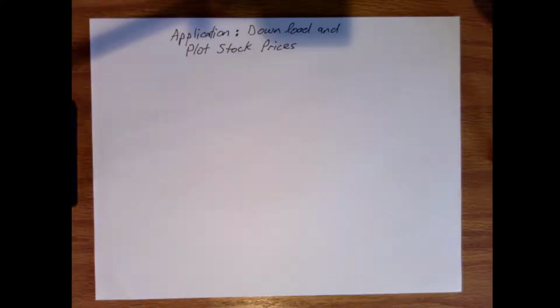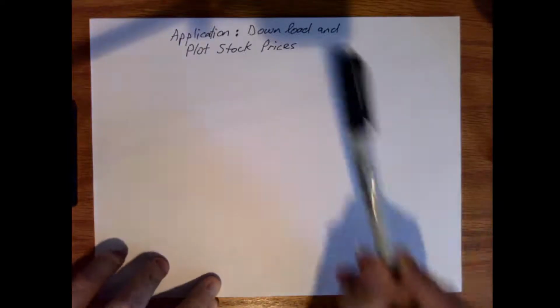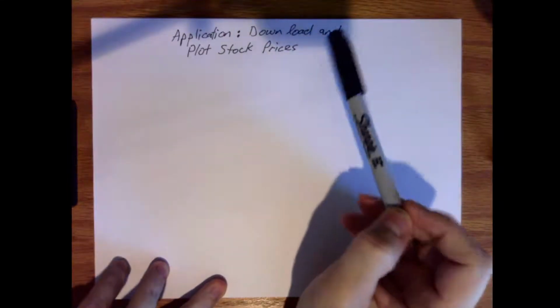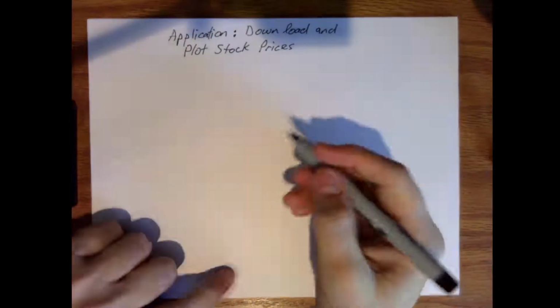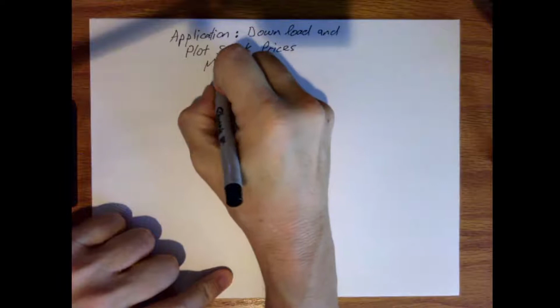Let's look at an application of file input and output. In this application, instead of reading a file that's stored on my local computer, what I want to do is download stock prices and then plot those stock prices. And also as part of this, I'm going to produce what's called a moving average.